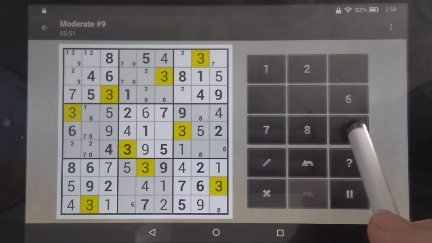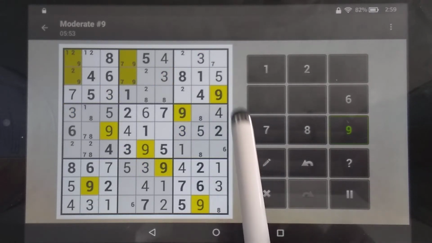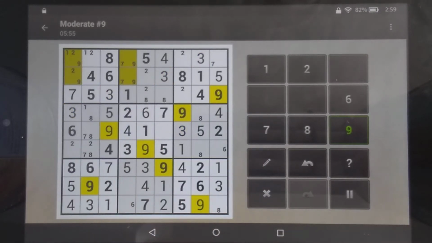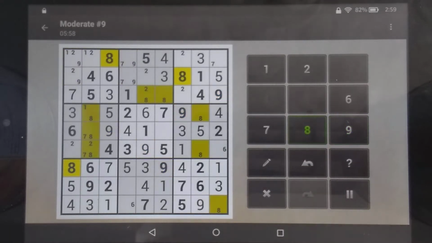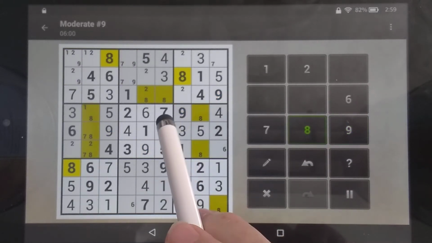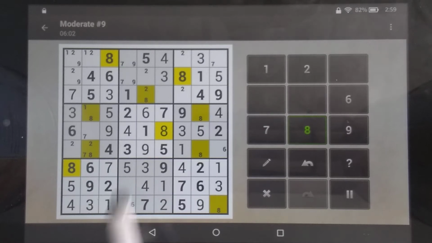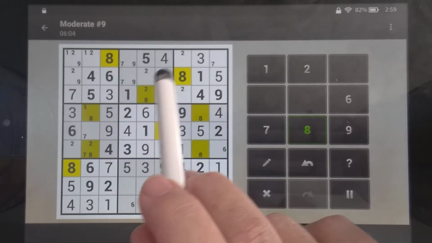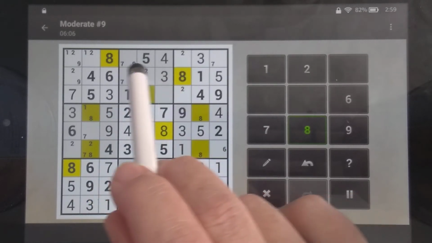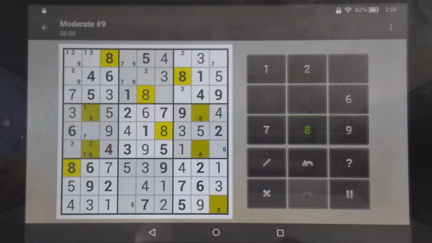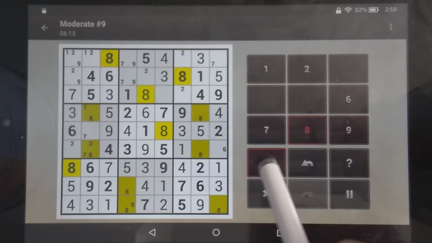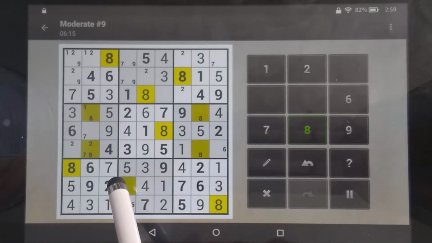So, back to our 9s. We do not have any more information on the 9s. We do have a bit more on the 8s though. This 8 has to be here because it's the only space left. Now this 8 has to be here because all the rest of these have no's. Now this 8 has to be in one of these two. This 8 has to be here because it's the last one, which then defines where that one has to be.